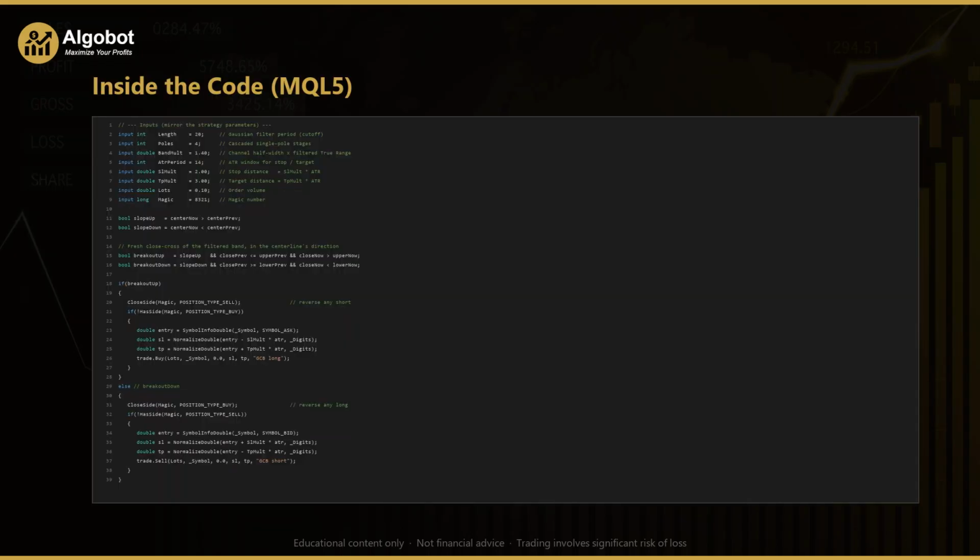Let's read the MQL5 as it appears in MetaEditor. At the top are the inputs. Length is the Gaussian filter period, defaulting to 20. Poles is the number of cascaded smoothing stages, defaulting to 4.